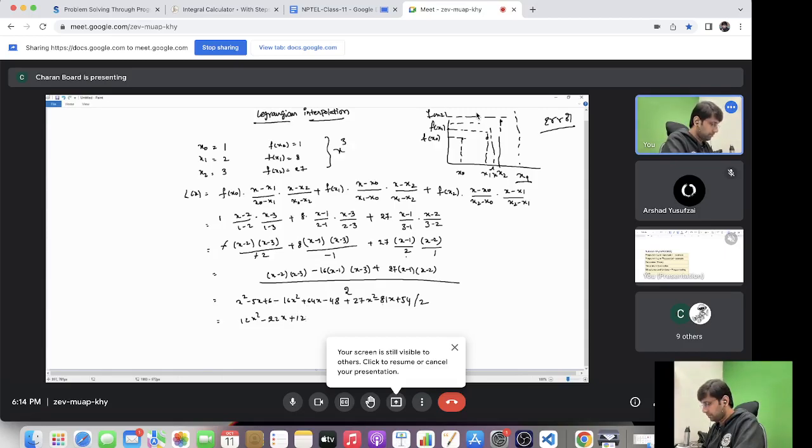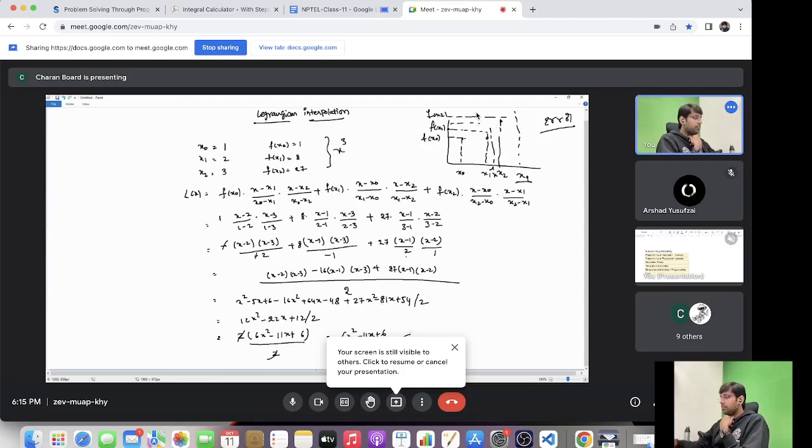...by 2. So we will try to take the common values, 2 into (6x square minus 11x plus 6) by 2, 2 will get cancelled, and 6x square minus 11x plus 6. So this is the final Lagrangian equation that we got.